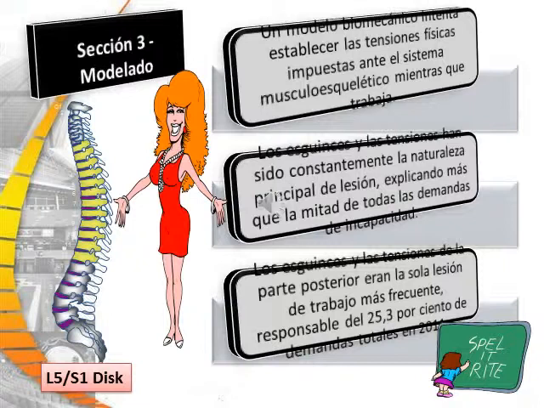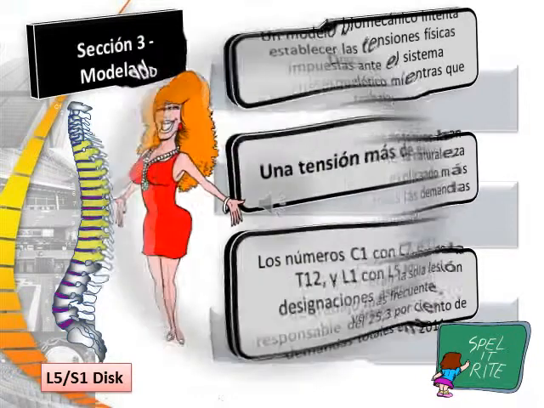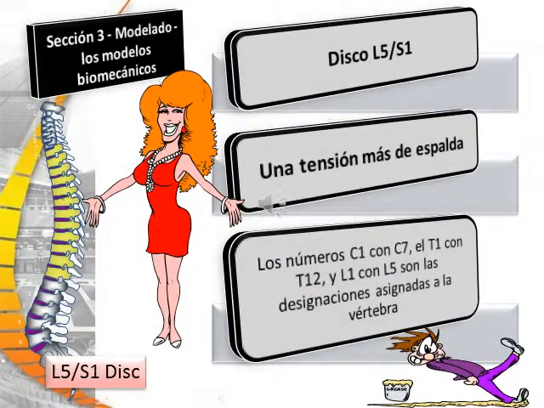Here we can see a model of the L5-S1 disc. The L5-S1 disc deals with lower back stress. The numbers C1 through C7 on the disc, as well as T1 through T12 and L1 through L5 are the designations assigned to the vertebrae.